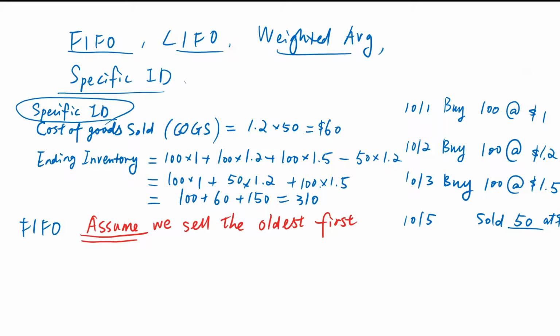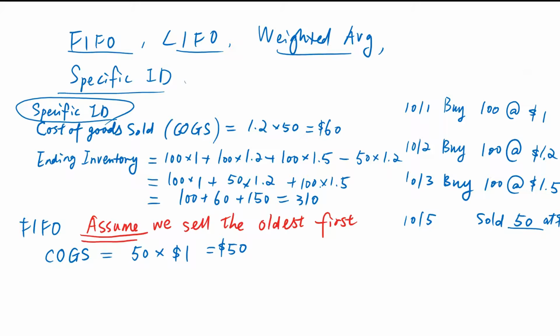So what's our oldest inventory? Well, it's the $1 apples that we bought. So we're going to think that when we sold the apples on August 5th, the cost of goods sold is 50 apples at $1 each, because that's the oldest inventory. We had 100, so it's enough to cover 50 apples. $50.